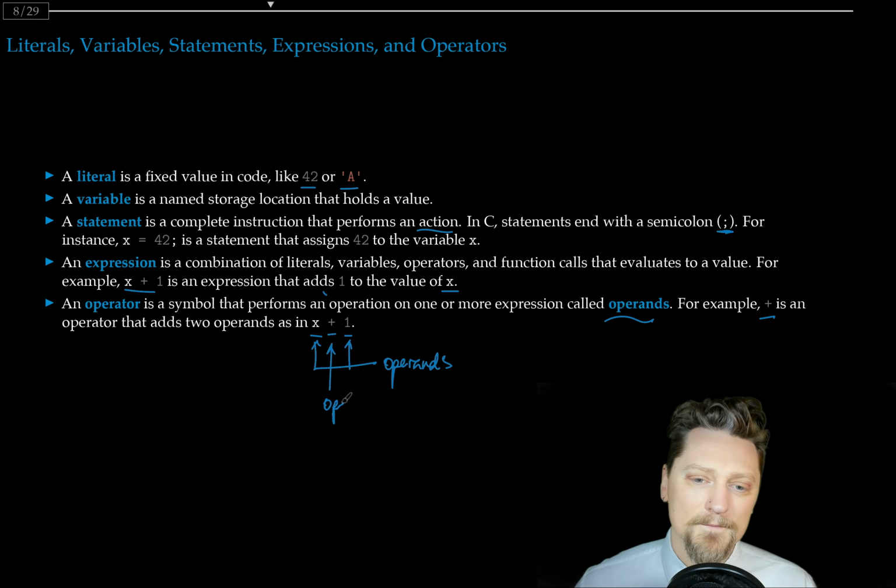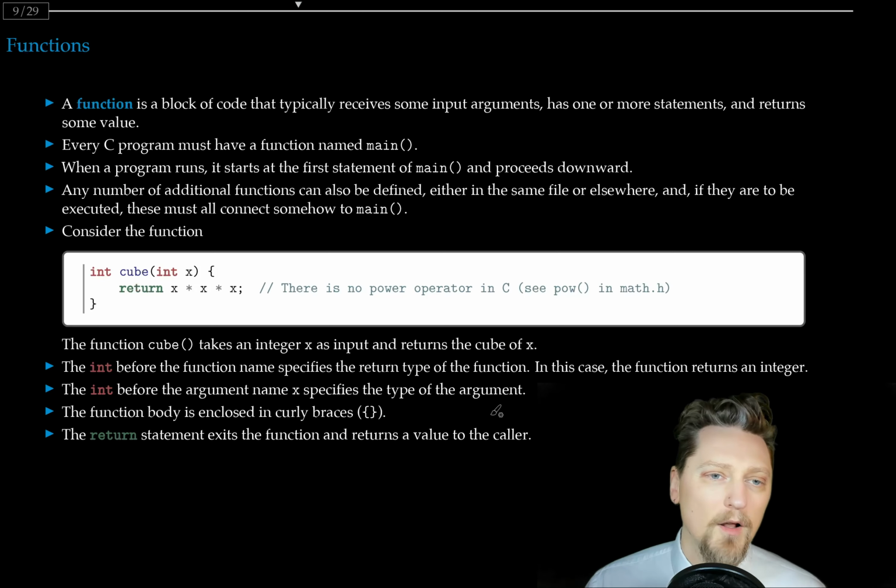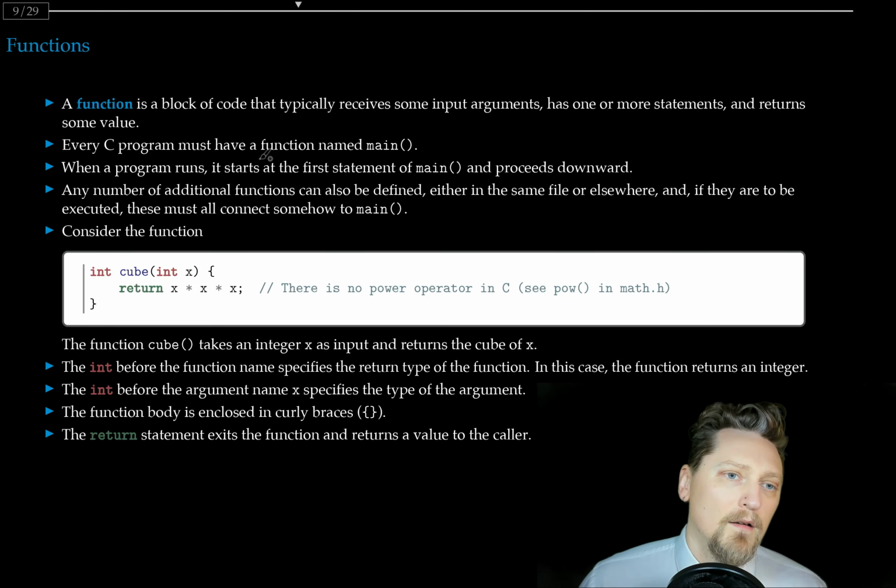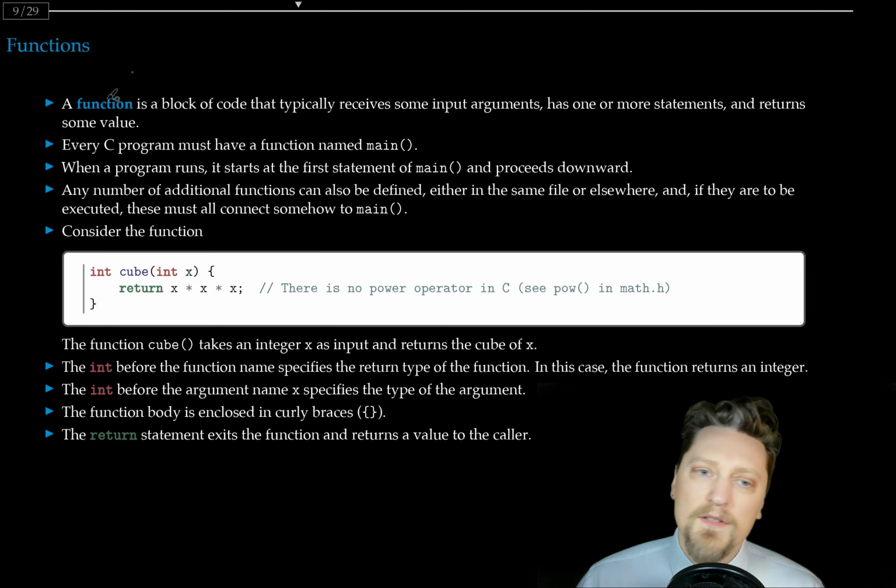Okay. Some terminology here that helps us out. Functions. A function is a block of code that typically receives some input arguments, has one or more statements, and returns some value. Every C program must have a function named main. Maybe a little different than other programming languages you've encountered. When a program runs, it starts at the first statement of main and proceeds downward.